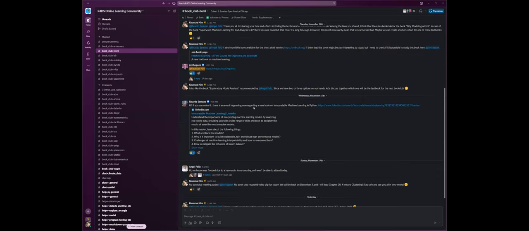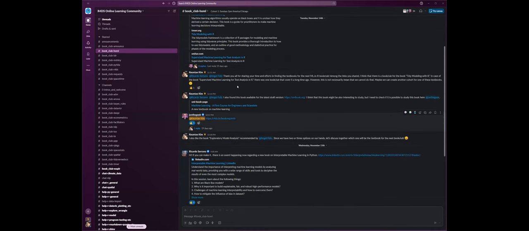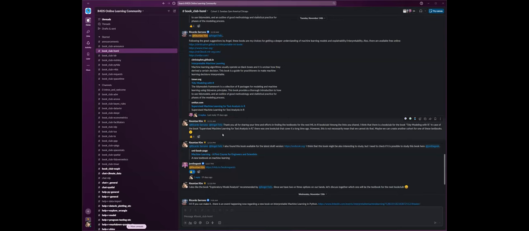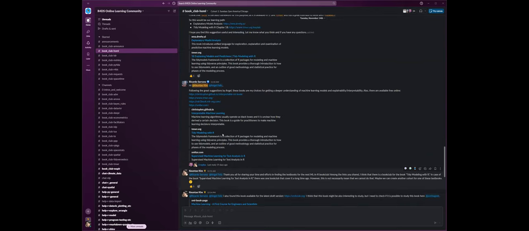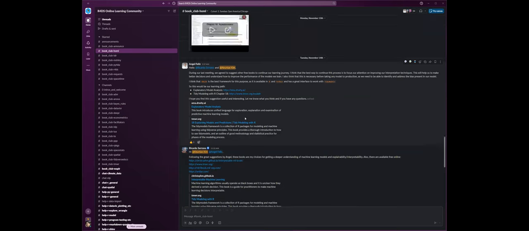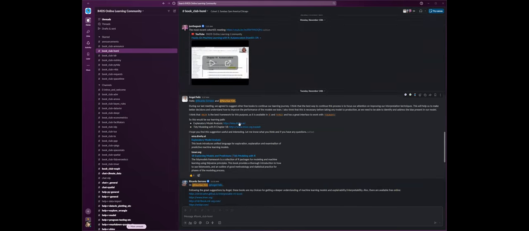Can you see it? I don't remember the options. Ricardo, you suggested interpretable machine learning. Yes, one from before. And Angel also suggested a newer version of the same topic, explainable machine learning. And also the first one, and this one, exploratory model analysis.